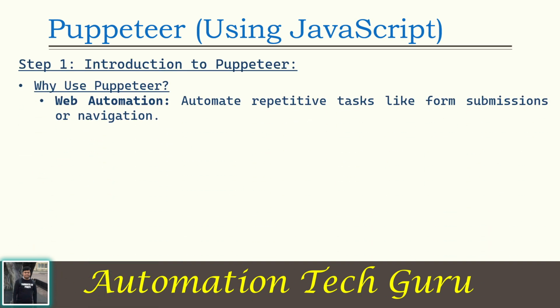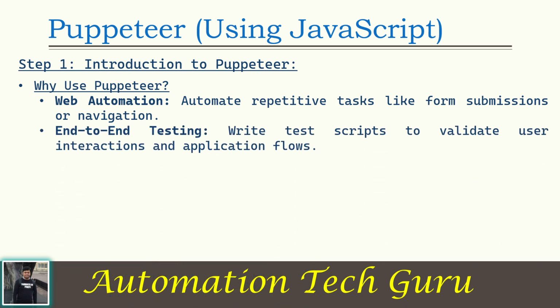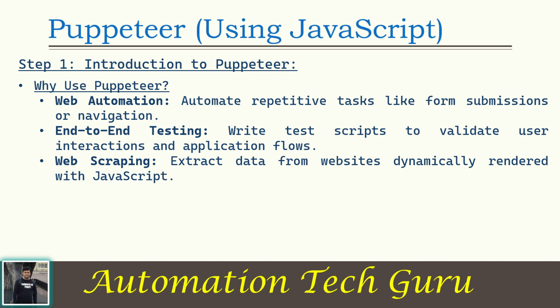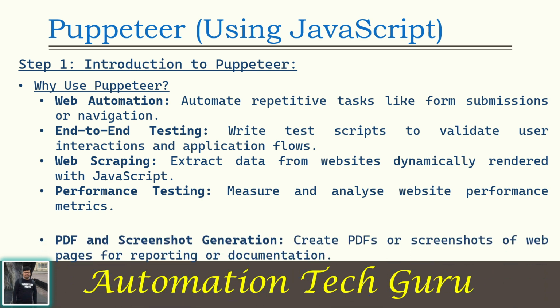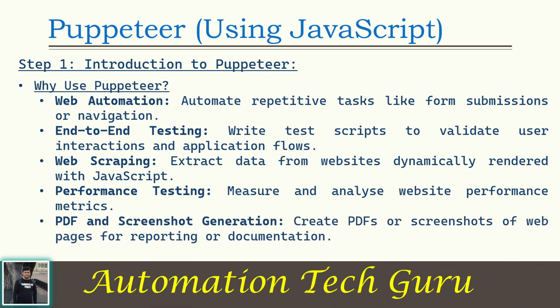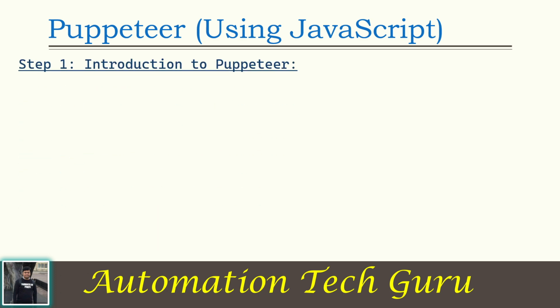Why use Puppeteer? Web automation: automate repetitive tasks like form submissions or navigation. End-to-end testing: write test scripts to validate user interaction and application flow. Web scraping: extract data from websites dynamically rendered with JavaScript. Performance testing: measure and analyze website performance metrics. PDF and screenshot generation: create PDFs or screenshots of web pages for reporting and documentation.